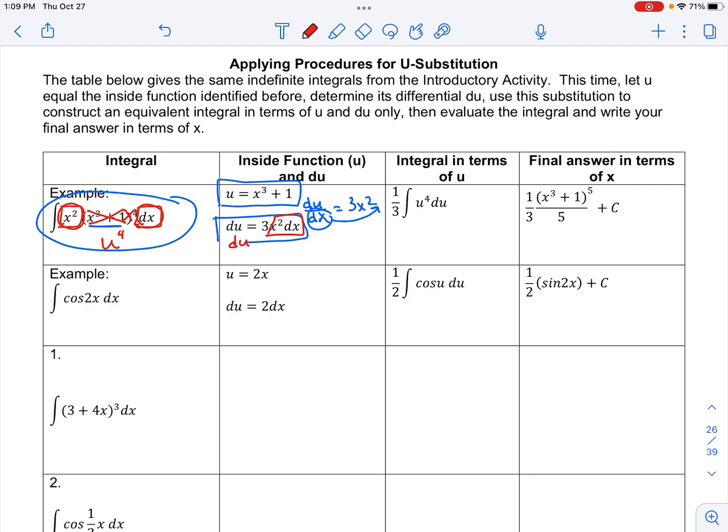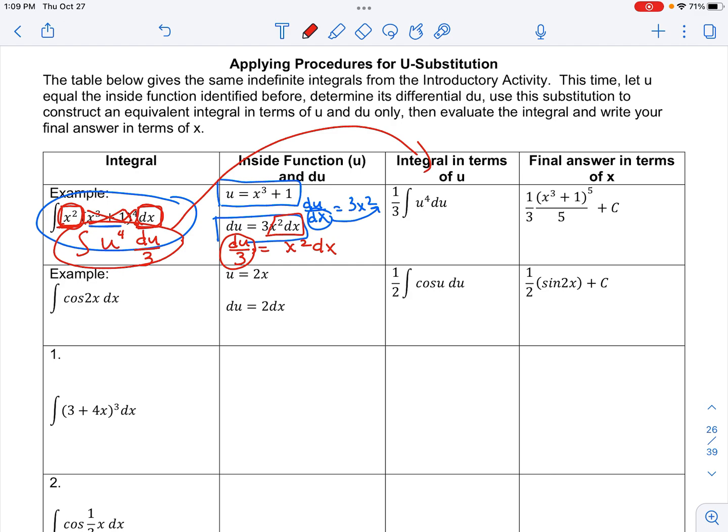So I can solve that for just the x squared dx. So notice this x squared dx is the same as du divided by 3. So I'm going to go ahead and put that there. And the integral symbol is still there. So this is how I rewrite that in terms of u. And I'm just going to clean that up a little. That 3 is just a number, so I'm going to pull that out.